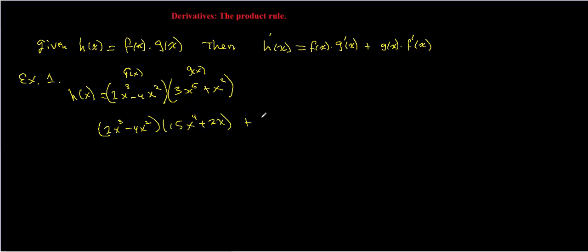plus we would take the second function up front, which is 3x to the 5th plus x squared, and now take the derivative of the first function, which is f of x. So this would give us 6x to the 2 minus 8x.